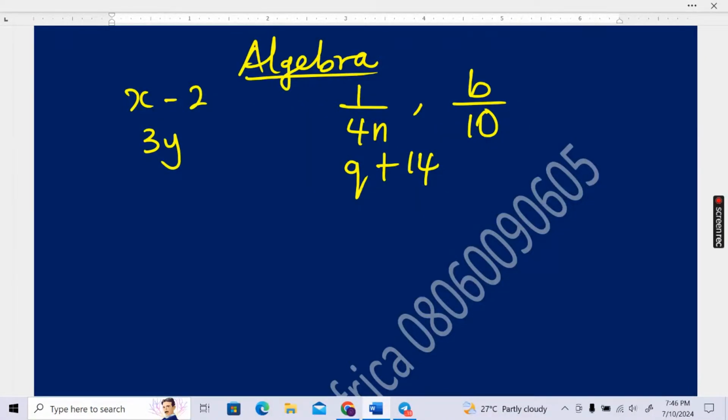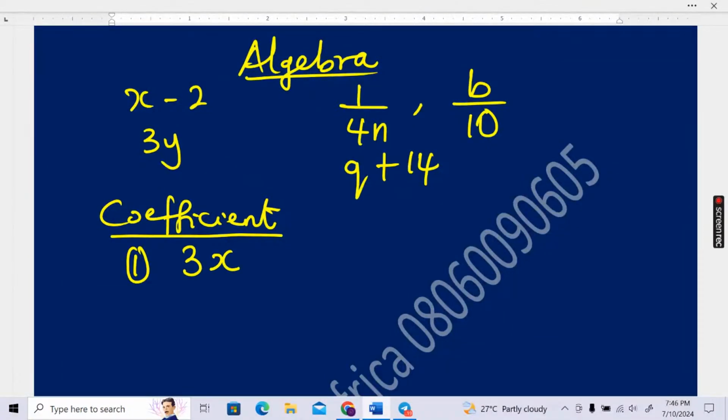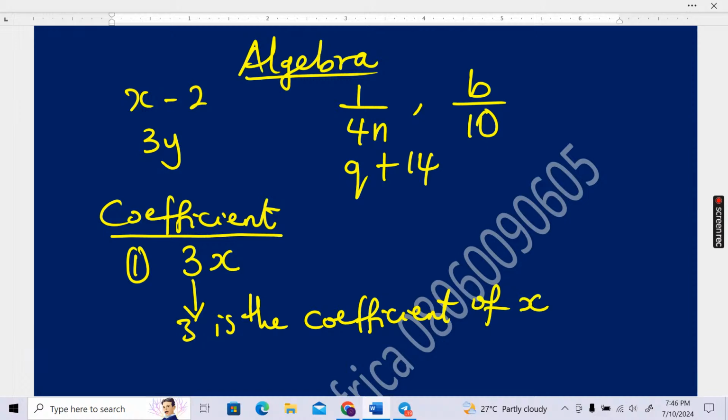Okay, so now we also learned what we know as coefficient. And I told you that coefficient is the number that is multiplying the letter or the symbol. So now look at this first one. In 3x, 3 is the coefficient of x.